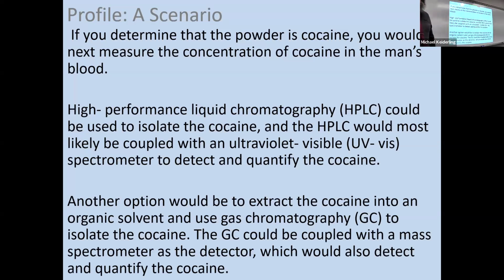Okay. And then another option would be to extract the cocaine into an organic solvent and then use gas chromatography to isolate the cocaine. And that would be coupled with a mass spectrometer. It could be coupled with a mass spectrometer detector, which would also basically count how much cocaine there is.